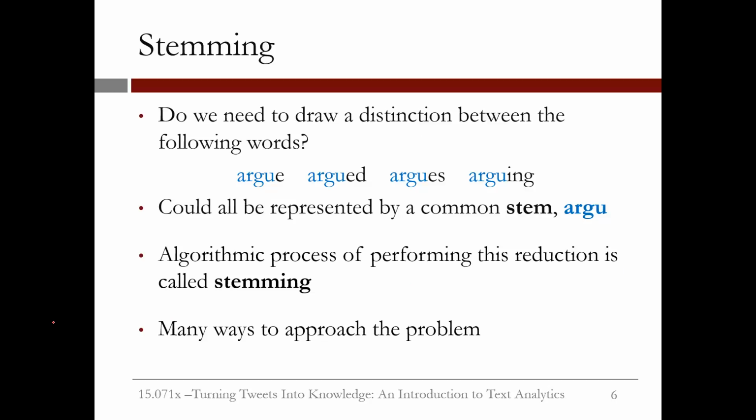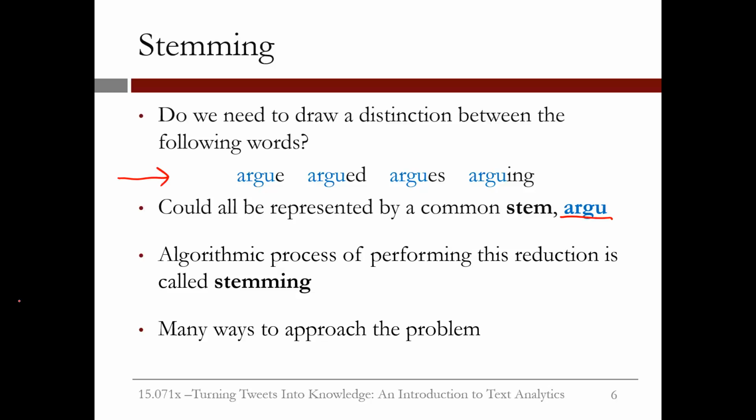Lastly, an important pre-processing step is called stemming. This step is motivated by the desire to represent words with different endings as the same word. We probably do not need to draw a distinction between argue, argued, argues, and arguing. They could all be represented by a common stem, argue. The algorithmic process of performing this reduction is called stemming.